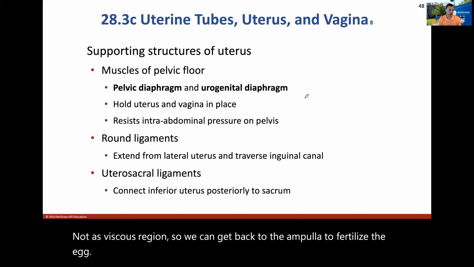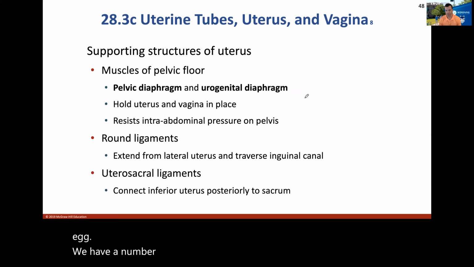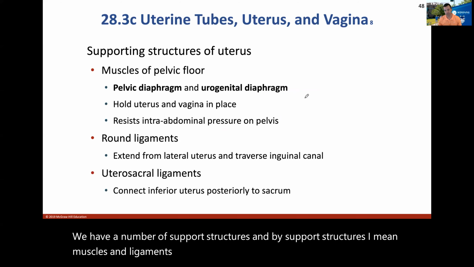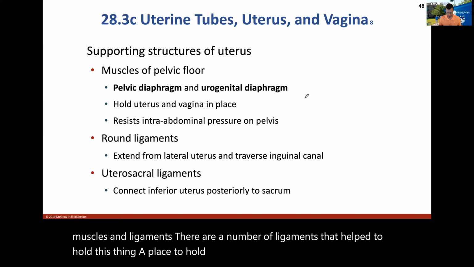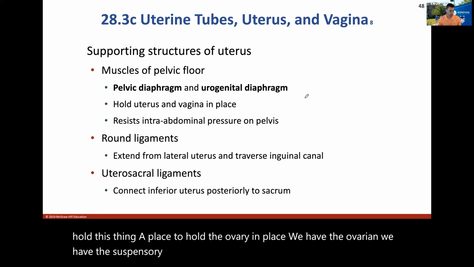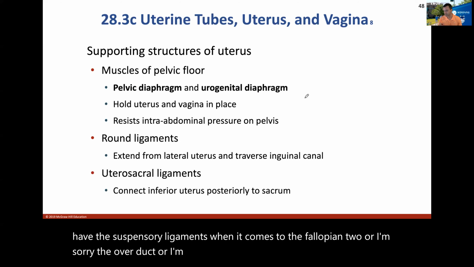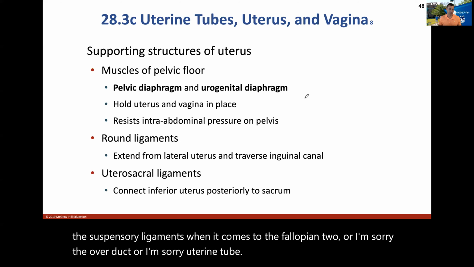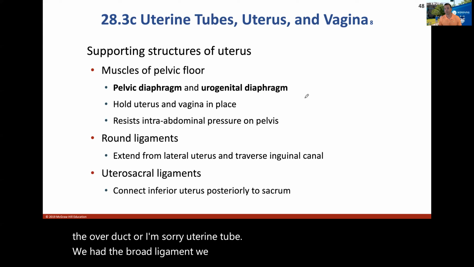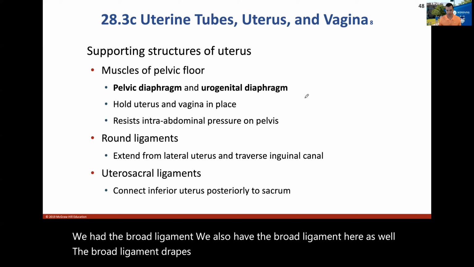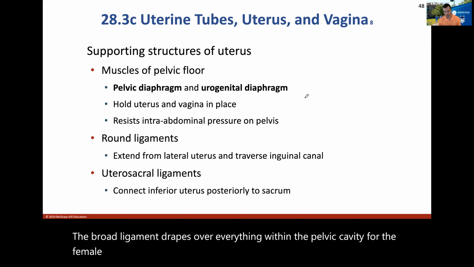We have a number of support structures, and by support structures, I mean muscles and ligaments. There are a number of ligaments that help to hold this in place. To hold the ovary in place, we have the ovarian and the suspensory ligaments. When it comes to the fallopian tube, the oviduct, the uterine tube, we have the broad ligament. We also have the broad ligament here as well. The broad ligament drapes over everything within the pelvic cavity for the female and helps to hold it in place.